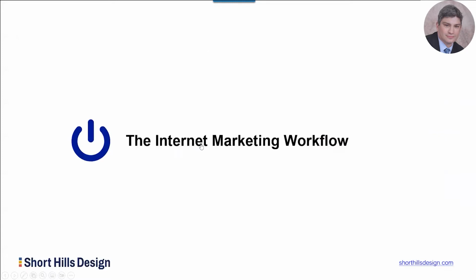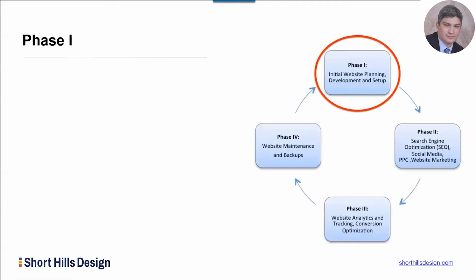So the internet marketing workflow, and for those of you who don't know, this is the power on sign. I use that just because it gives a nice touch to these slides. So I want to talk about the internet marketing workflow, and that workflow explains where we are in space and time. Phase one of internet marketing is that you have a website. You're going to develop your website and set it up. That's the first thing. Everything else requires that you have a website going.